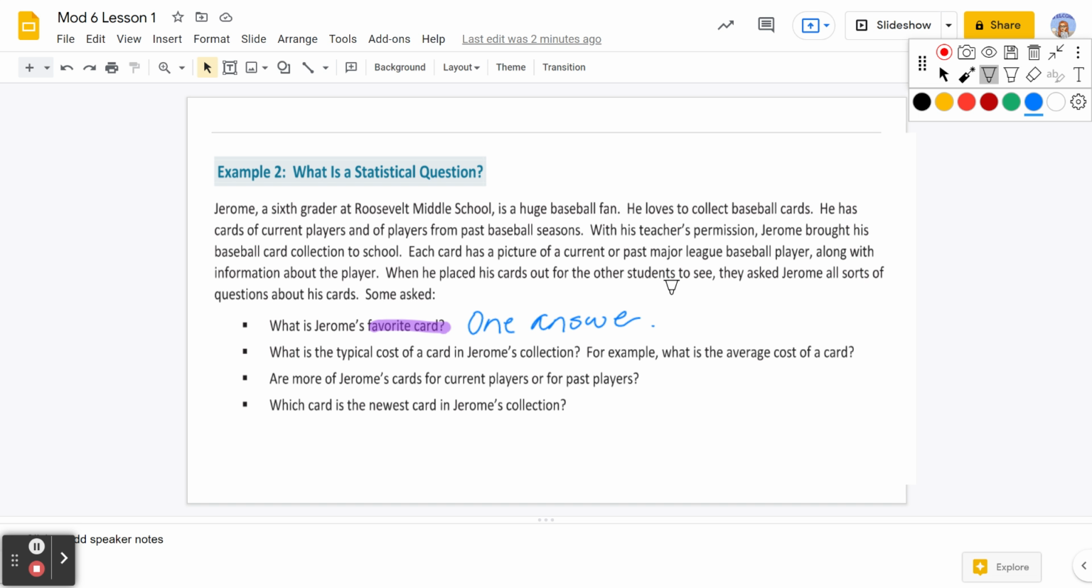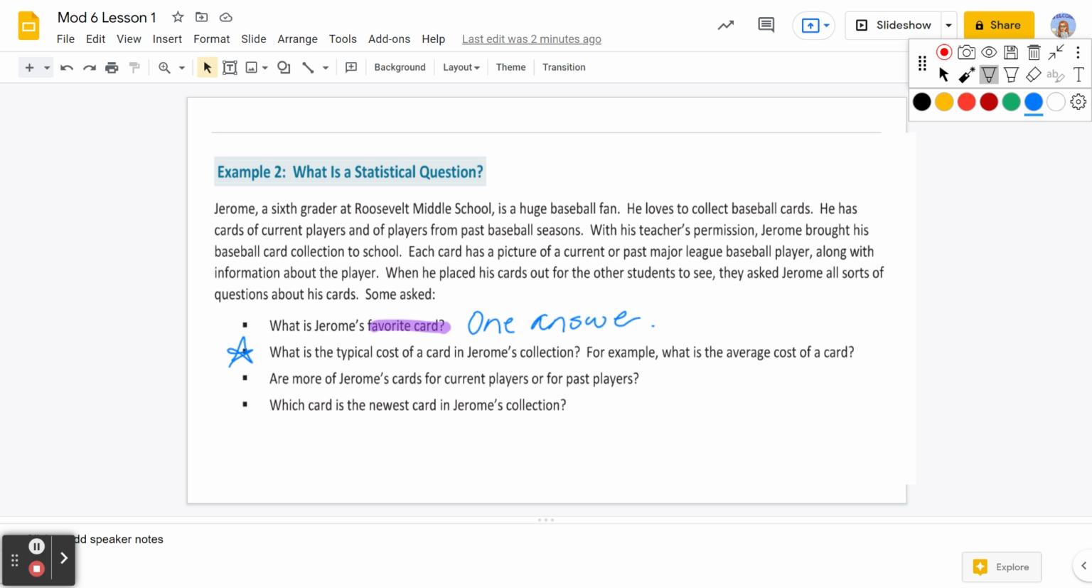There's one favorite card. The next one, what is a typical cost of a card in Jerome's collection, is definitely a good statistical question. There's a variety of answers. The cards cost different amounts. And to find the average cost, you would have to collect data on the cost of all of the cards to figure out the average price.